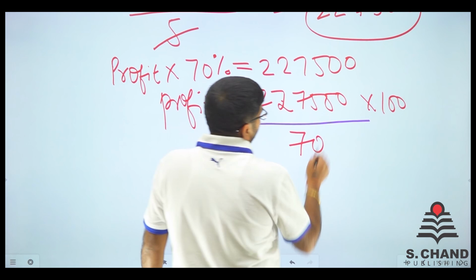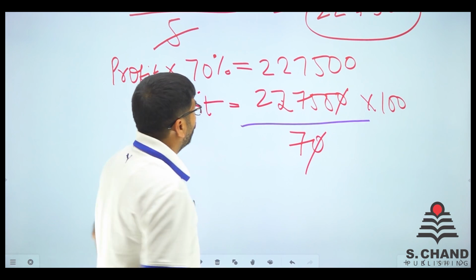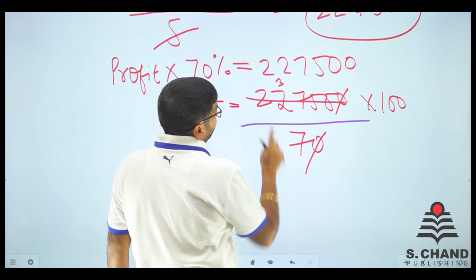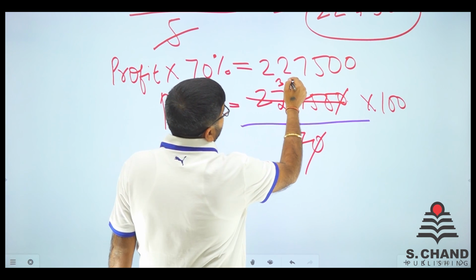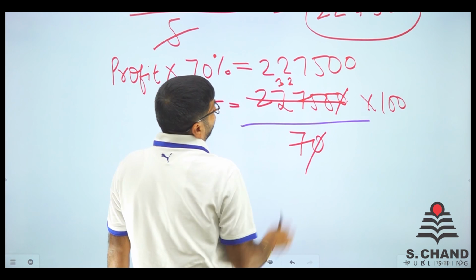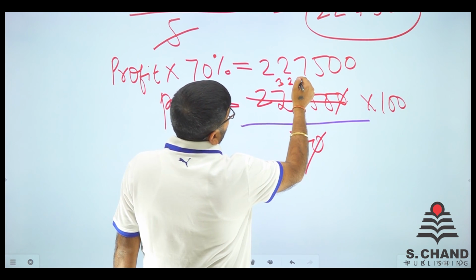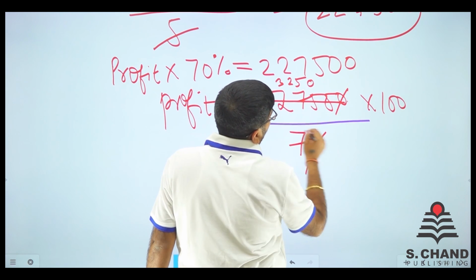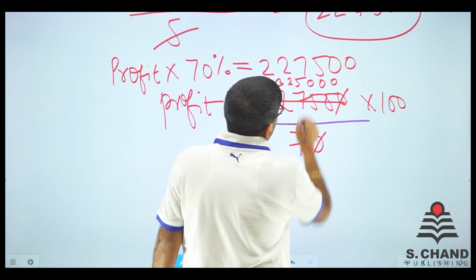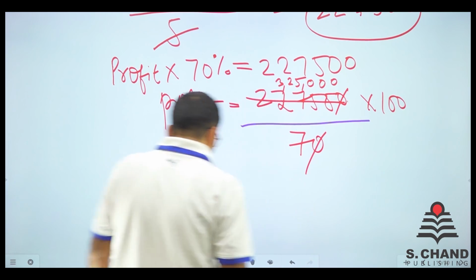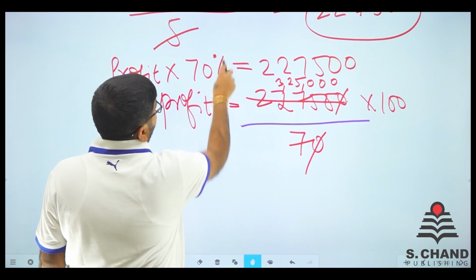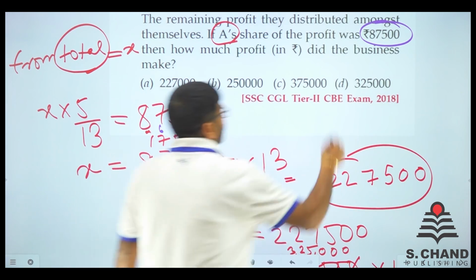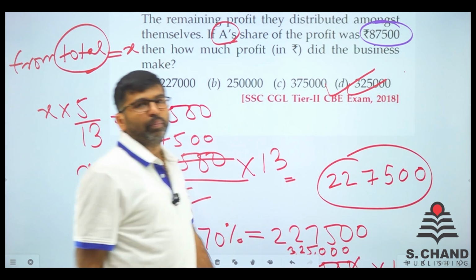Okay, 0 cancels out. Now this 70. So 7 into 3 is 21. We get 1. 17. 7 into 2 is 14. We get 3. 35. So we get 7 into 5, 35. Then we get 1 zero from here, 2 zeros from there. So it's like 3,25,000 is the total profit. Is there any option like 3,25,000? Yes, it is 3,25,000. And that is my answer, my dear friend.